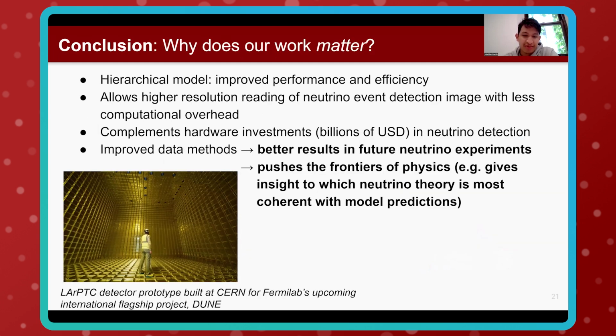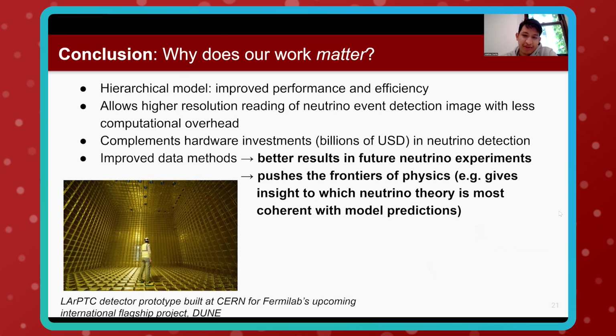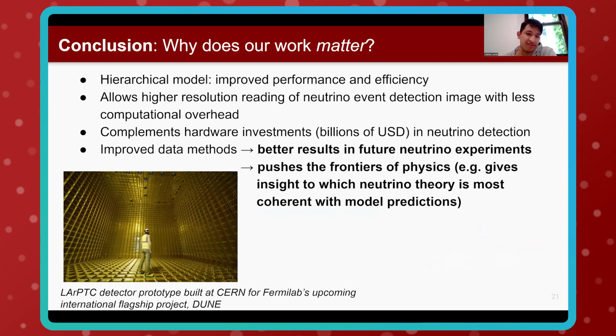Our work matters because we have improved performance and efficiency with the hierarchical model. This allows a better reading of neutrino event detection with more efficient computations. It justifies the large investments that go into neutrino detection. These are improvements in the data methods. It leads to better results in future experiments and pushes the frontier of physics, which can give insight into which neutrino theory is most coherent with model predictions.